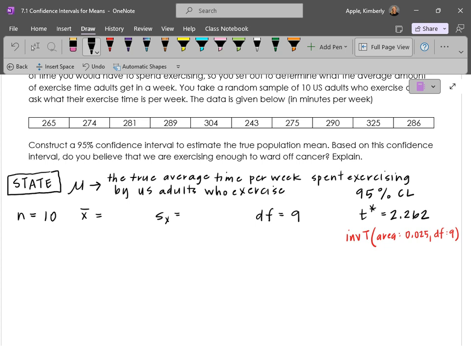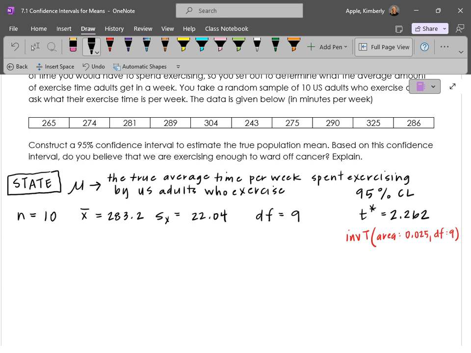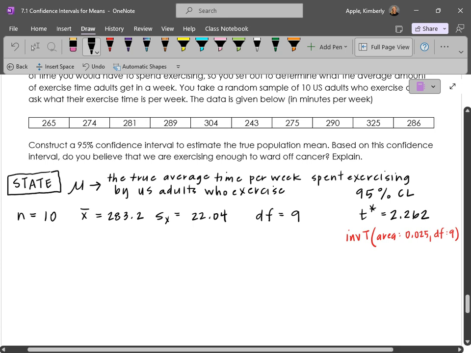So I'm going to put the mean that I get up and make sure you get the same thing. Should be 283.2. And SX is just literally SX in there. 2.04. Be very careful that you don't pull the wrong one. Notice the difference between SX and sigma X in the calculator. The population standard deviation is way lower than the sample SX.